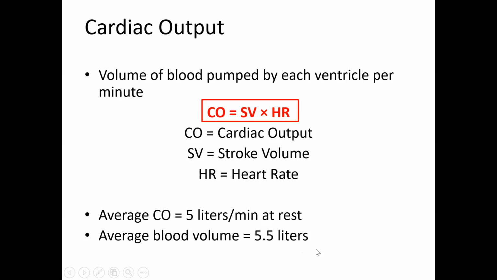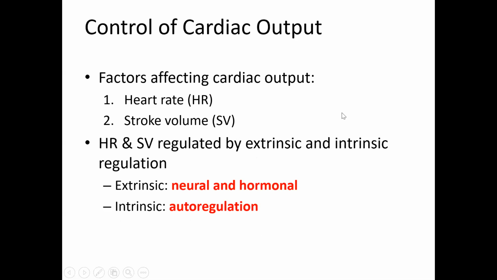Now, if we look at our entire average blood volume, it's also about 5.5 liters. So we can deduce from this that every minute our heart pumps our entire blood volume out and around the body. So for every minute that passes, our heart is circulating our entire blood volume. So that really speaks to how much the heart is working and how important the cardiac output is for sustaining tissues.